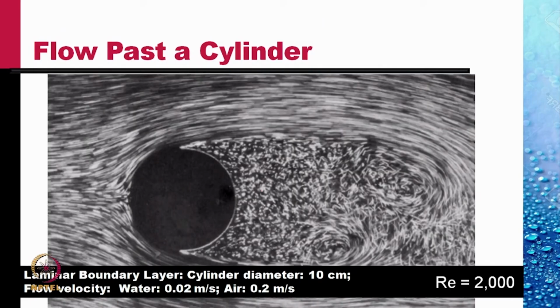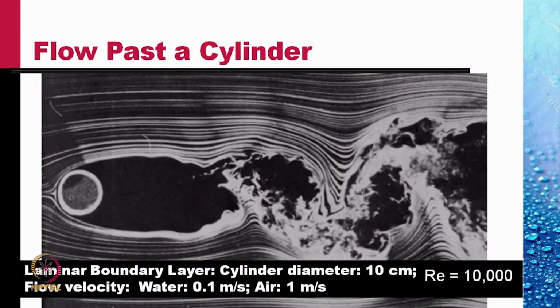We again go back to our cylinder at a Reynolds number of about 2000, which for a cylinder diameter of 10 centimeters translates to water velocity of 0.02 meters per second, 2 centimeters per second, or in air about 20 centimeters per second. We get a turbulent wake. In the wake, you can see turbulence. If we increase the Reynolds number further to 10,000, you can see the turbulent wake very clearly.